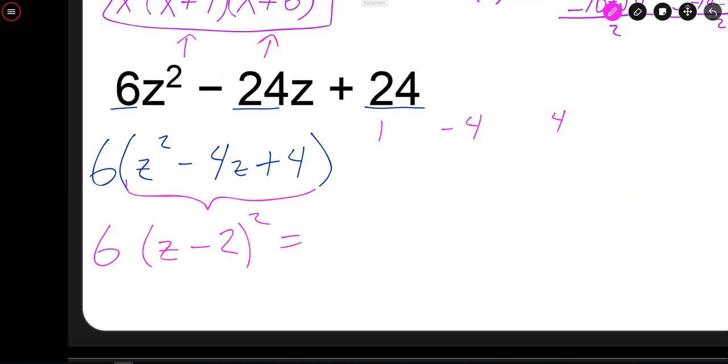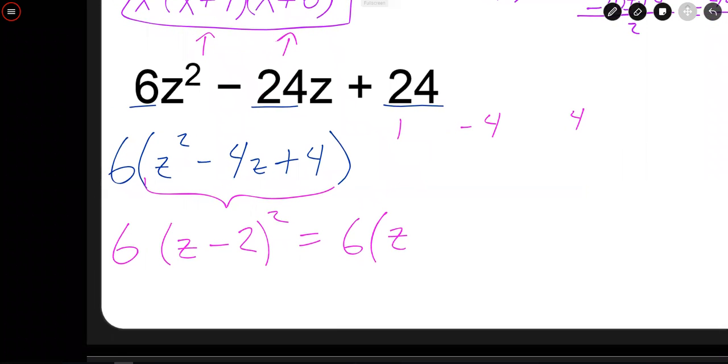Another way I could write this, if I didn't want to save some room, I could write it as 6 times z minus 2 times z minus 2 again. The first way is technically more proper because the repeated factor is written as a square versus as the multiplication of two duplicates.